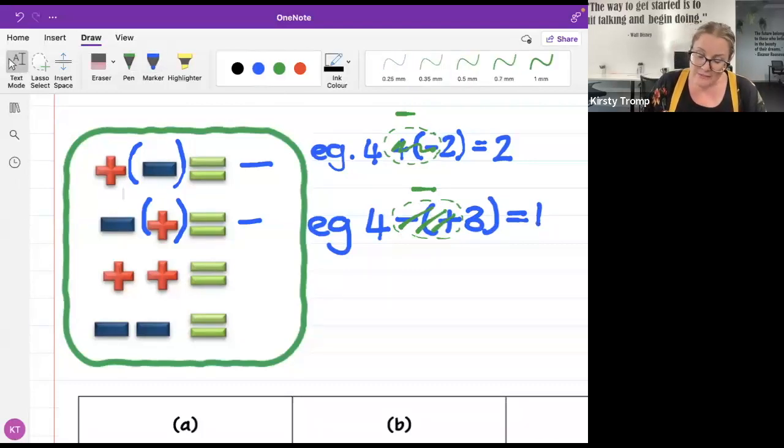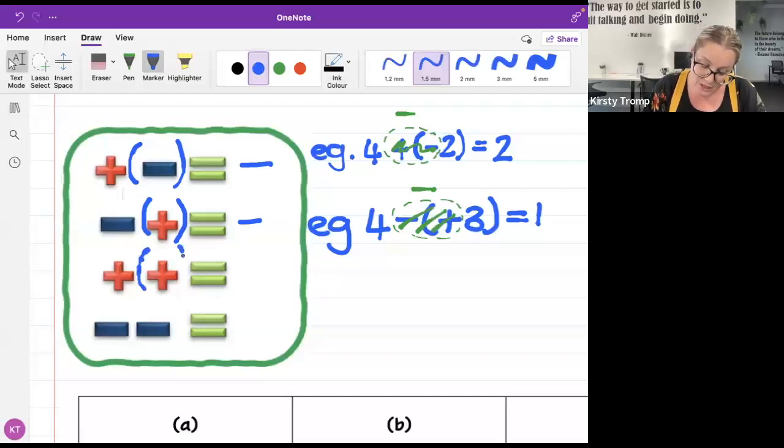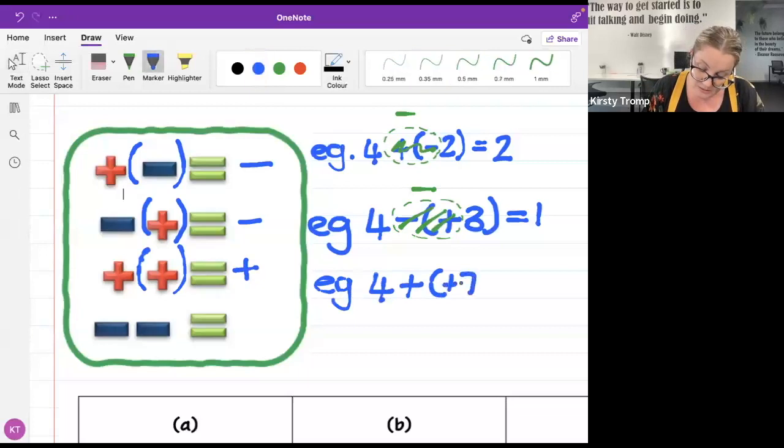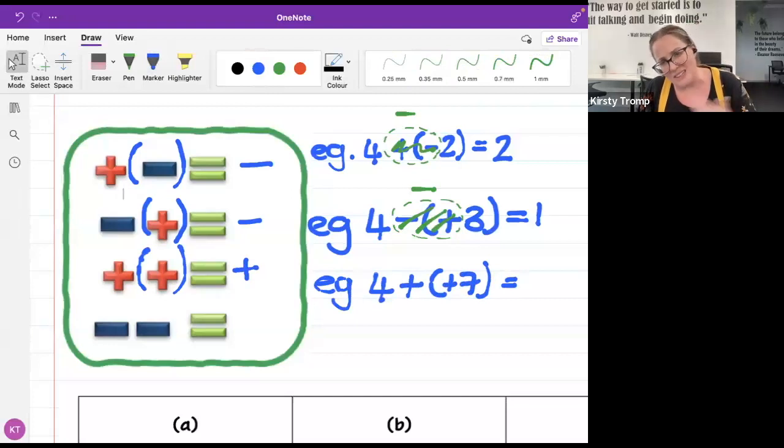In my next one, I've got a positive sign and a positive sign next to each other. When I've got a positive sign and a positive sign next to each other, I'm always going to be left with a positive. So for example, if I had 4 plus positive 7, we never really see that in maths because we'd never really say 4 plus positive 7. That doesn't really make sense, okay? But if we had to, we'd draw a little circle around the two positive signs.